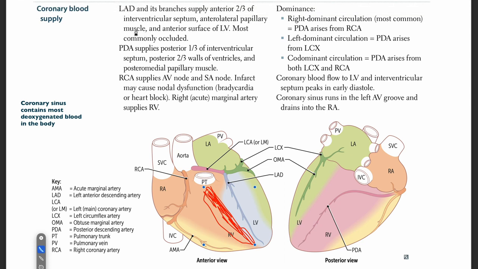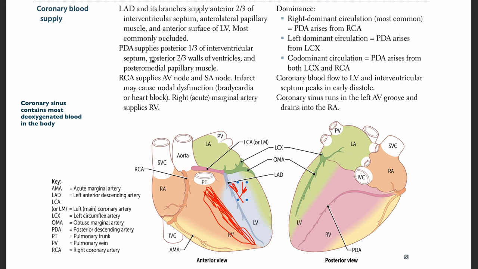Anterolateral papillary muscle is supplied by that too. Those are the ones that support the valves, right? So it's the one that looks like this around the valves. So these are like your papillary muscles around the valves. Anterolateral papillary muscles and anterior surface of the left ventricle. So that's easy. Most commonly occluded, right? So when they have ischemia or something, it's going to be this artery. That's the most common artery that gets occluded.